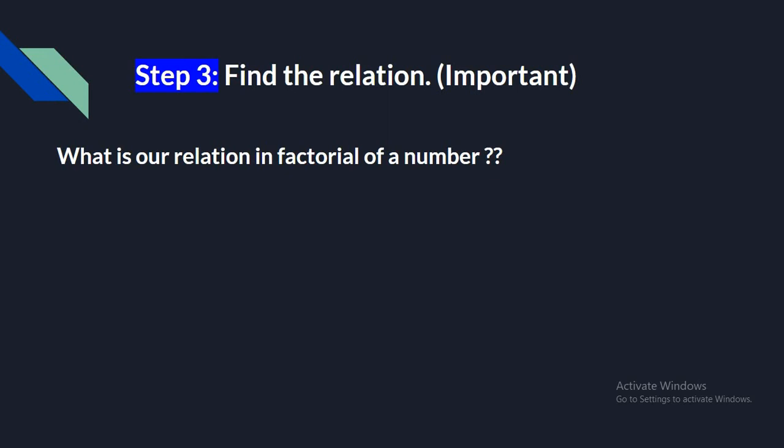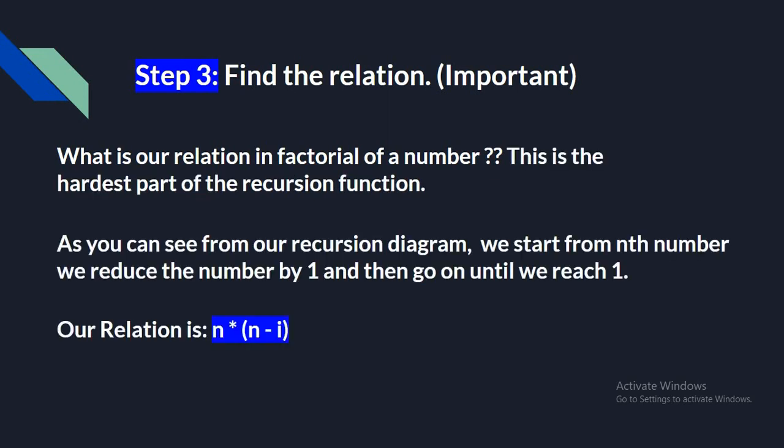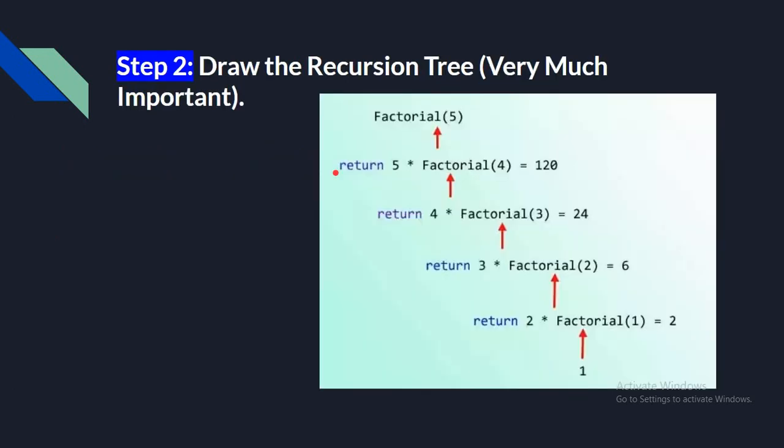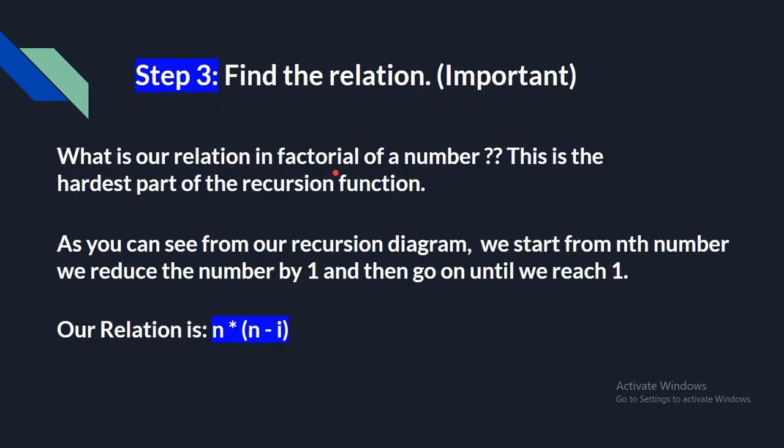So what is our relation in the factorial of a number? This is some of the hardest part of a recursive function. As you can see from our recursion diagram, we start from the nth number, we reduce the number by 1, then go until we reach 1. That is, we start from n, then we multiply it by n minus 1, then by n minus 2, then n minus 3, until we reach factorial of 1.